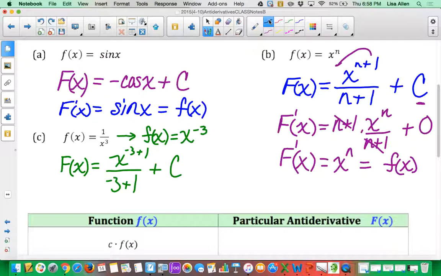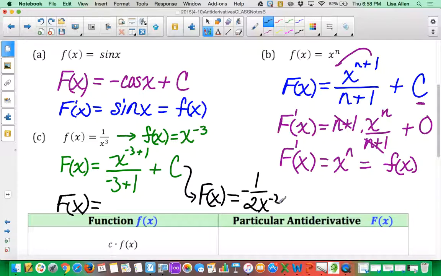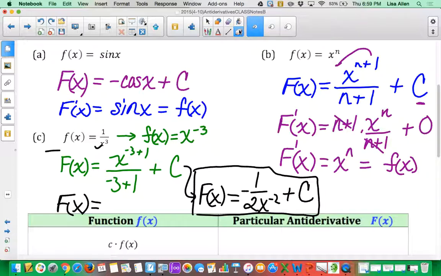So then we have capital F of x is equal to, let me see if I can find some room here. Capital F of x is equal to, we're going to rewrite this as x to the negative 2, so this will be negative 1 over 2x to the negative 2 power, and there would be a plus c, the arbitrary constant. Now for that one, if I got back to the original function by taking the derivative, you would find that f of x is equal to 1 over x cubed.